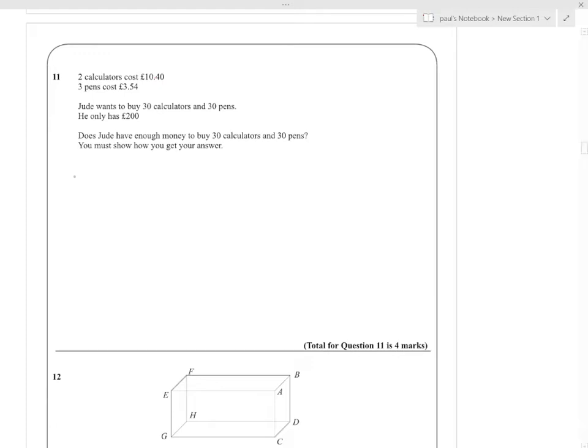Well, let's do the calculators first. I'll do it this way. I'll find out how much each thing costs. So £10.40 divided by 2 equals £5.20. And you want to buy how many calculators? Times that by 30, and that'll give you the total price. So £5.20 times 30 equals £156.